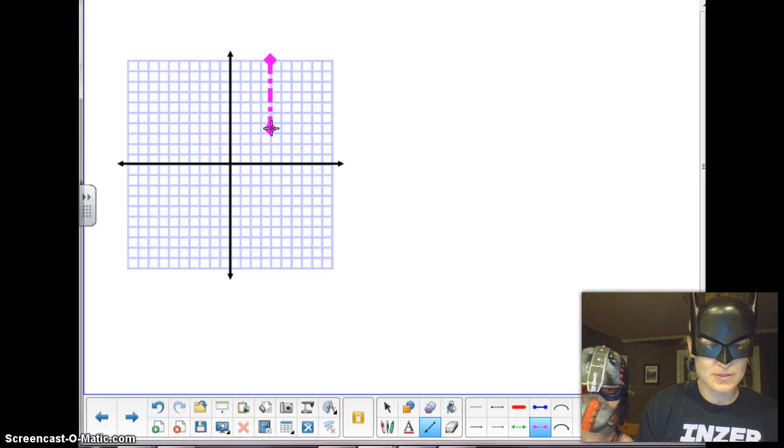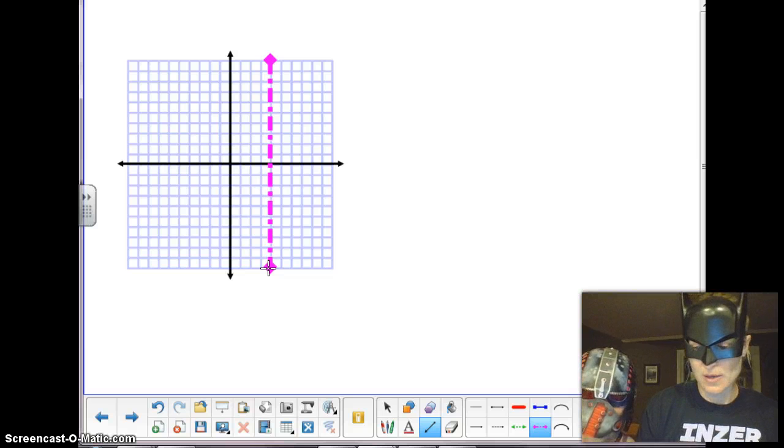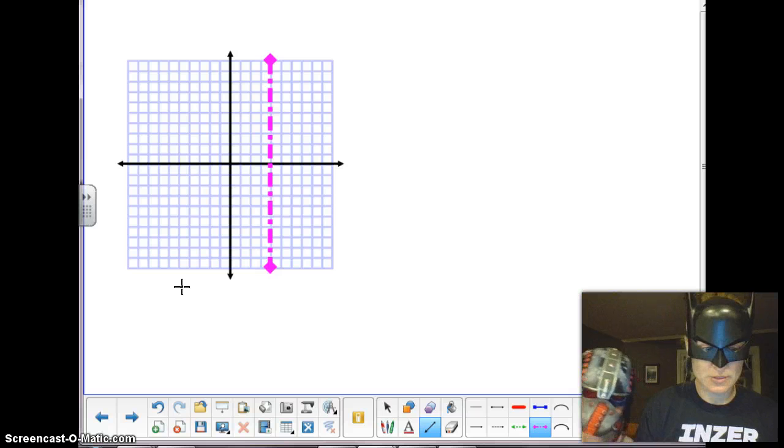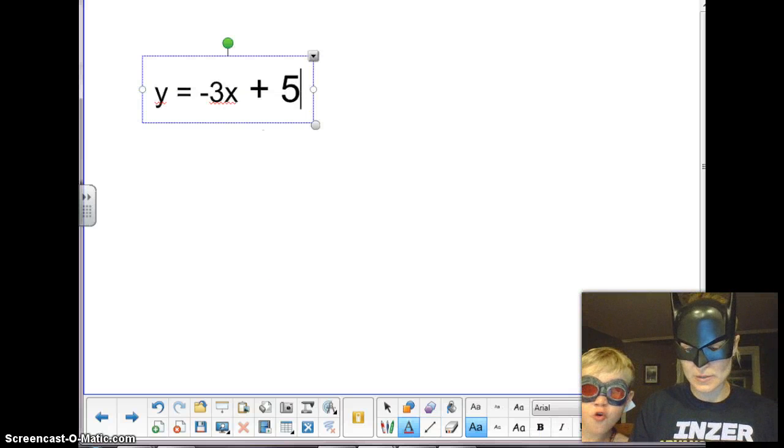Okay, so now let's look at this graph. If I were to draw this graph, what would the equation be? Look at your choices. And lastly, tell me if this is an increasing or decreasing function.